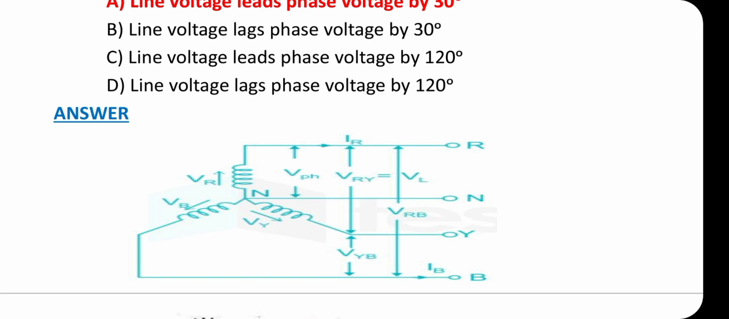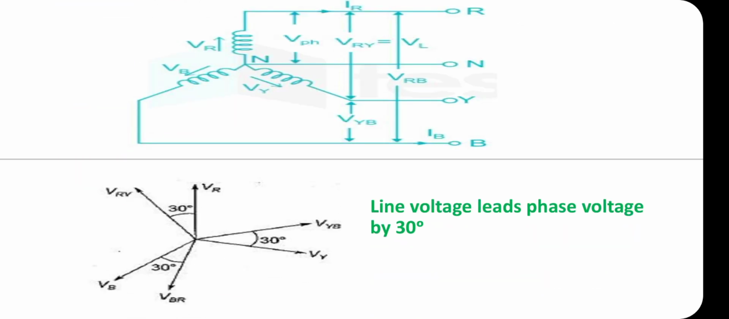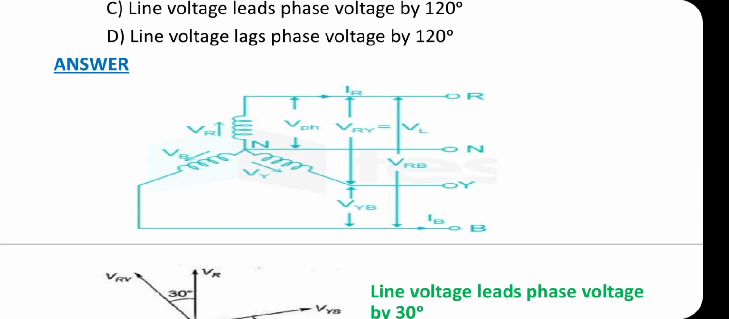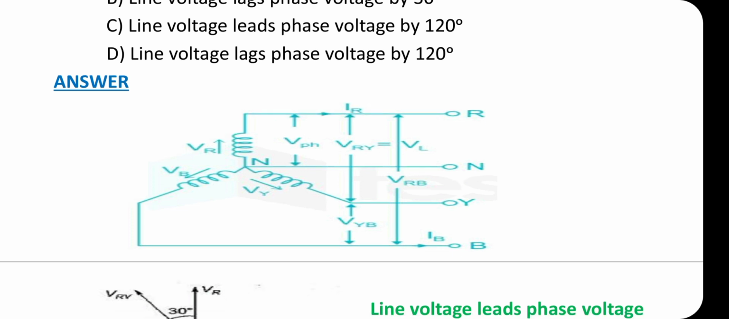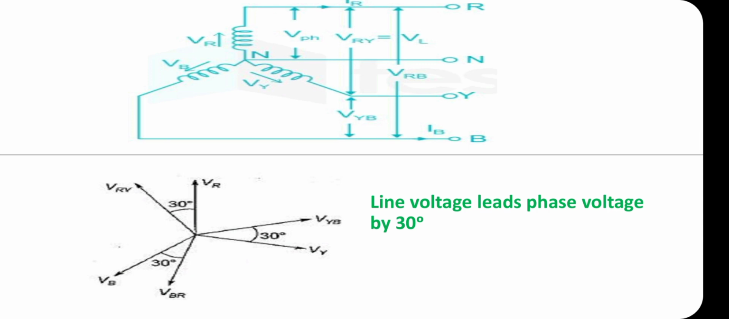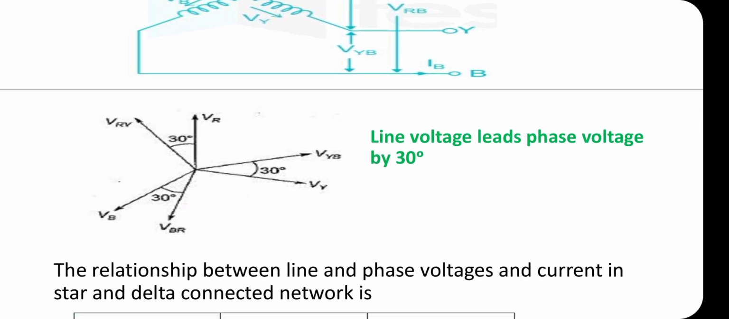This is the vector diagram. This is a three-phase balanced star connected system, and this is the vector diagram. Here VPH is the phase voltage. It is taken between one of the phase and a neutral line, and the line voltage VL is taken between any two phases. That is, line voltages are VRY, VYB and VRB. From this vector diagram, we can understand line voltage leads phase voltage by 30 degree.